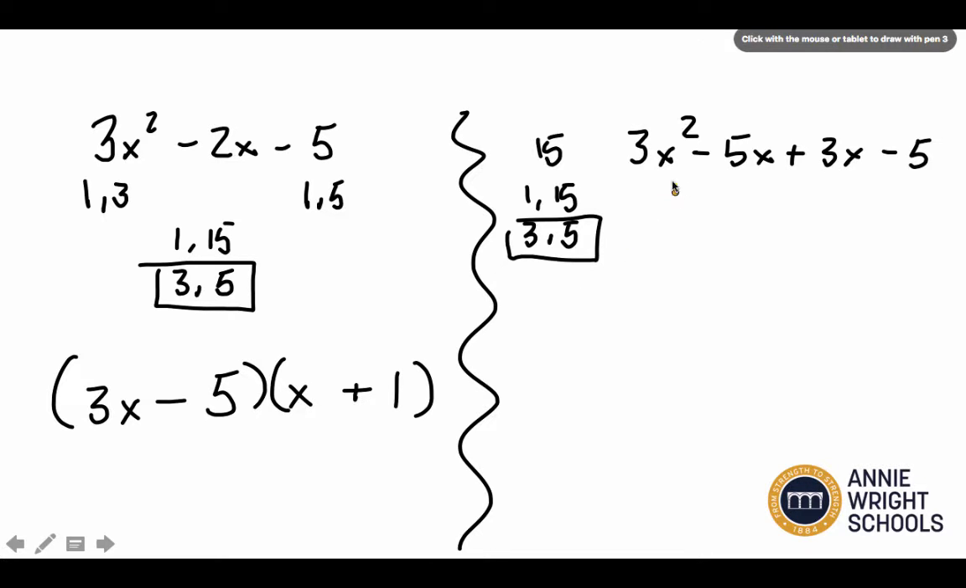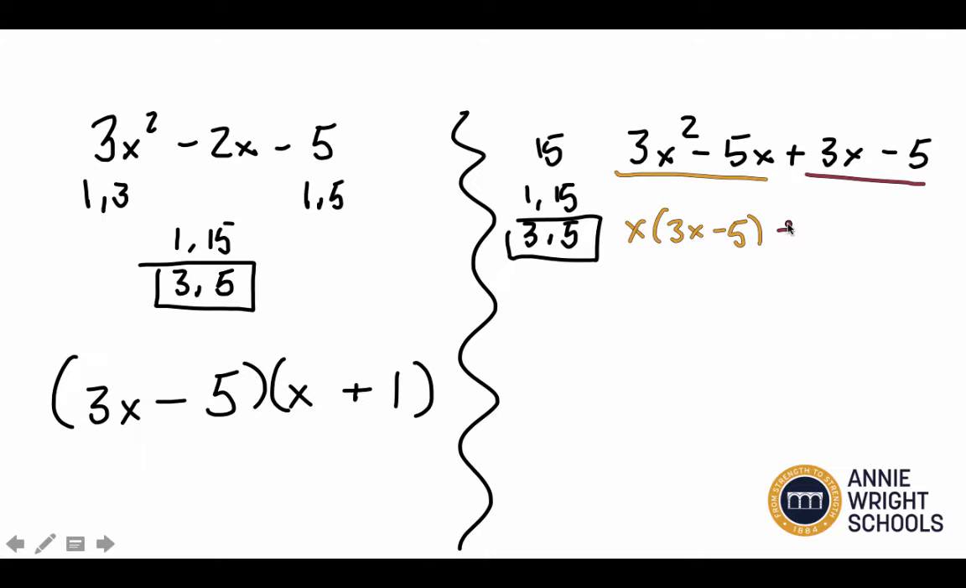Now, group the first two together, take out the common factor of x, and you're left with 3x minus 5. Group the other two together, there is no common factor, so group it as 3x minus 5. What's the number sitting right there? That's a 1. Take out the 3x minus 5, and you're left with x plus 1, which is the same answer I got over here.